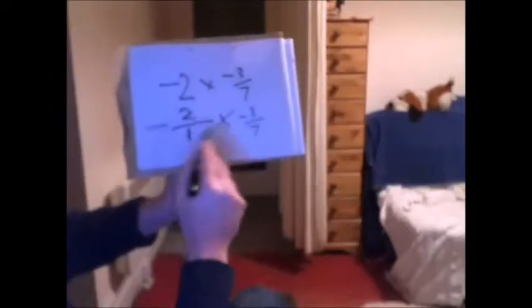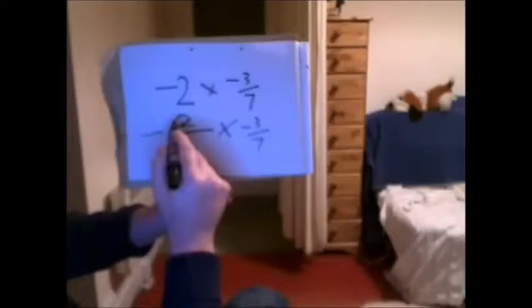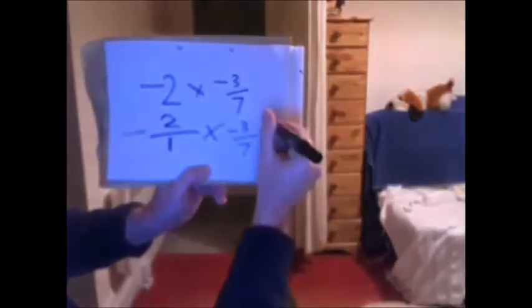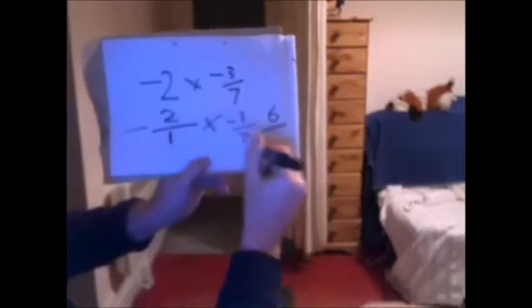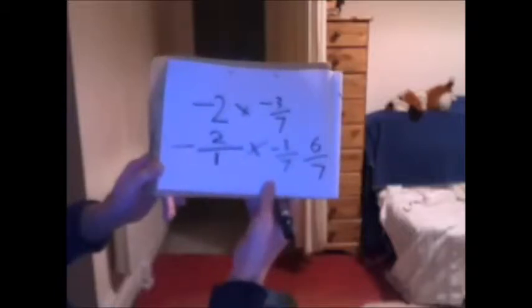Right, now can any of these numbers go into each other? Can we make it a little bit simpler? No, we can't. Okay, so minus 2 times minus 3. A minus times a minus, don't forget, is a positive. So it's 6. 1 times 7 is 7. So your answer there would be 6 over 7. Minus 2 times minus 3/7 is 6/7.